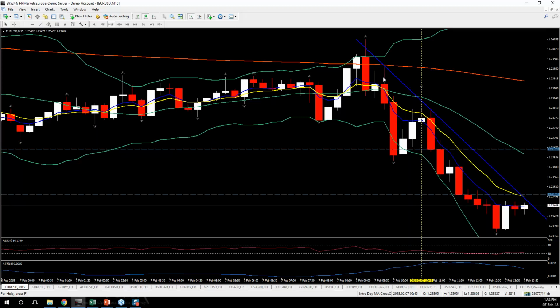Let's say we got in here, our stop loss would have been back above the previous. Where's the next strong resistance? Well, the strong resistance is here, the midpoint, the moving average, the Bollinger Band. So we could have had our stop loss up there on this particular one.